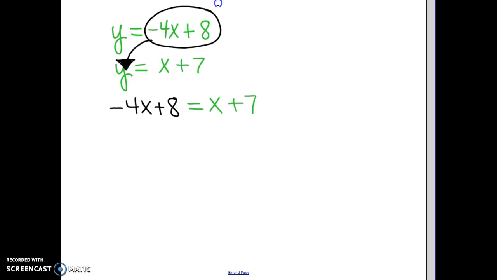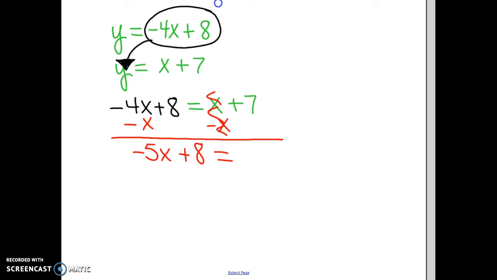So to solve for x, I am going to start by trying to get all of my x's on one side of the equation by subtracting an x from both sides of the equation. Negative 4x minus x is negative 5x. I keep the plus 8. I keep the equal sign. x minus x is 0, and I keep the positive 7.